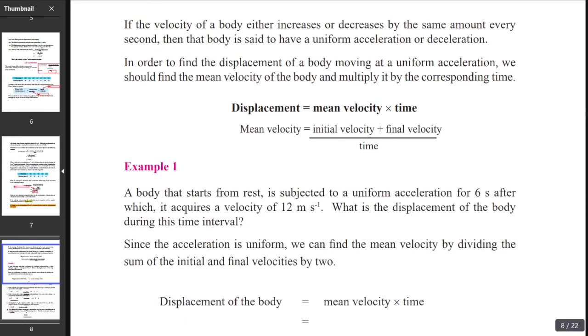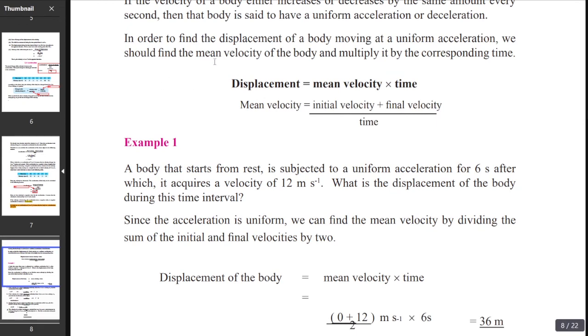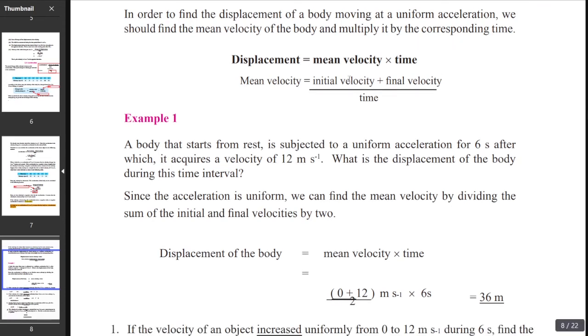In order to find the displacement of a body moving at a uniform acceleration, we should find the mean velocity of the body and multiply it by the corresponding time. So, how to get the displacement? Displacement is mean velocity into time. When it is an acceleration, the displacement is mean velocity into time.